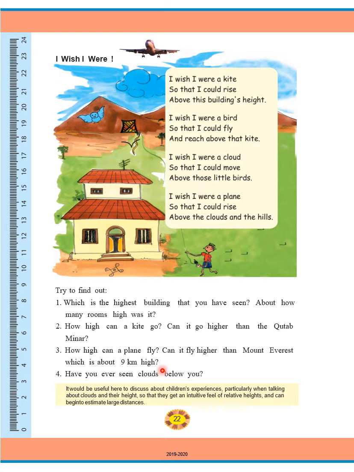A plane can fly up to 10,000 meters high. Can it fly higher than Mount Everest, which is about 9 kilometers high? Yes, it can fly higher than Mount Everest. The height of Mount Everest is 8,848 meters, which is around 9,000 meters. And if we convert 9,000 meters into kilometers, then it is equal to 9 kilometers. And the last question is, have you ever seen clouds below you? Yes, I have seen clouds below me when I visited a hill station.